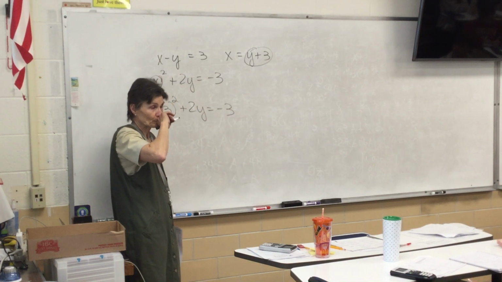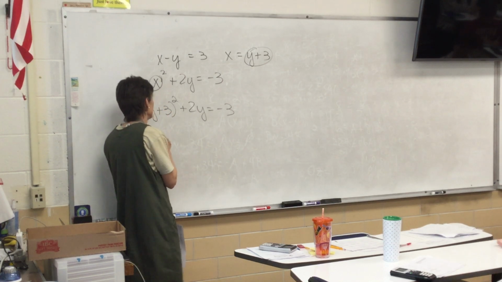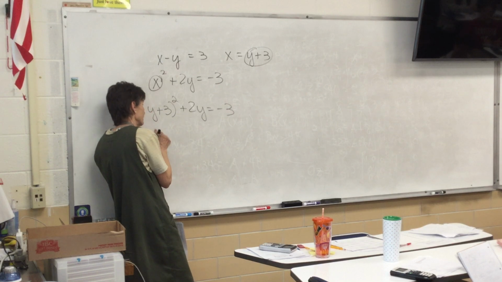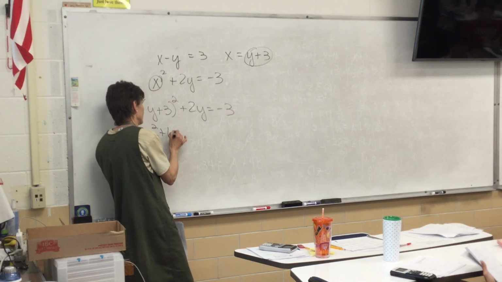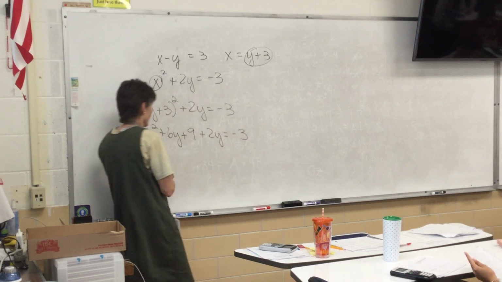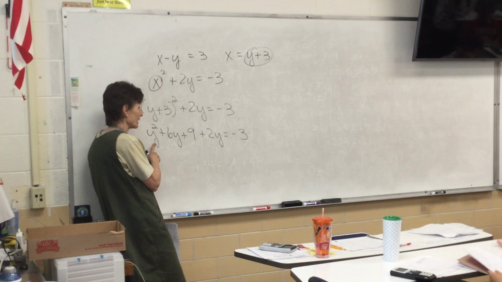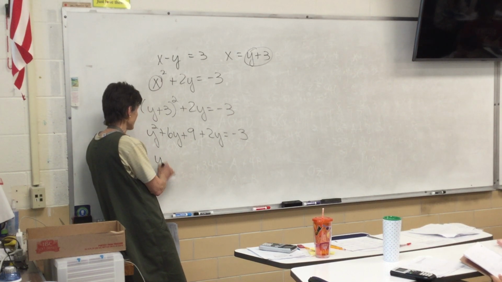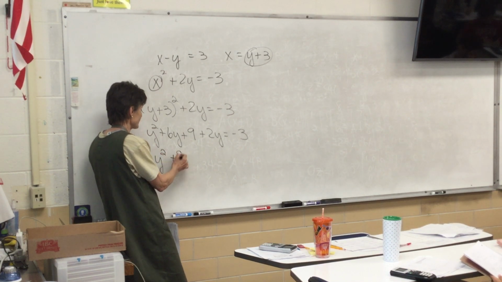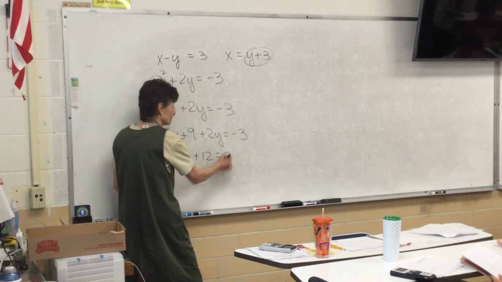Good? Now what? Foil it. Make sure you foil it. This is going to be a quadratic equation, so we have to get it set equal to 0. So y squared plus 8y plus 12 equals 0.